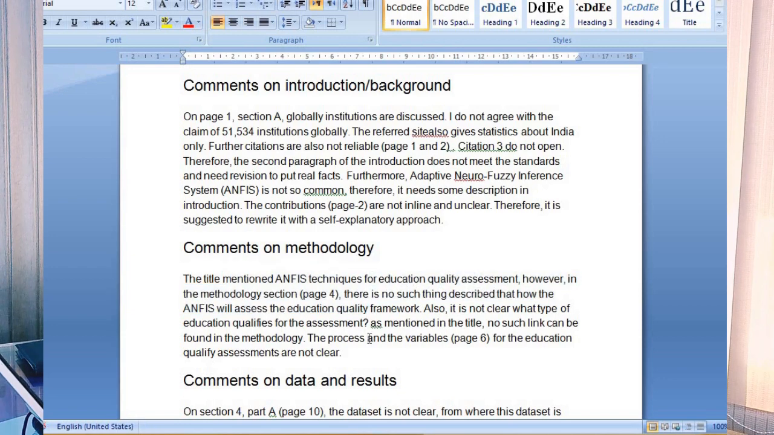The same goes for comments on the methodology. You should write what you recommend about the methodology. As I discussed, you have to check the validity and reliability of the methodology. We check that this methodology, this algorithm or this technique is implementing the same thing which is discussed in the introduction.